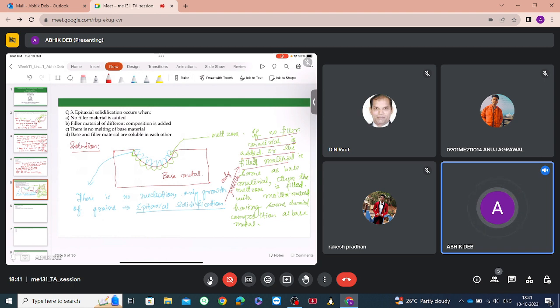Okay, so the correct option will be either no filler material is added or the base material and the filler material are same, having same chemical composition. So the correct option is option A, along with it, no filler material is added. If it was mentioned that filler material is having the same composition as a base metal, then that would also be correct. Okay, so is it clear to you? Yes, sir.